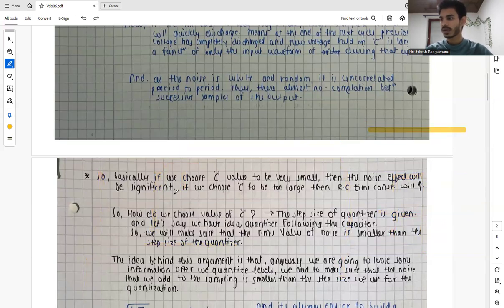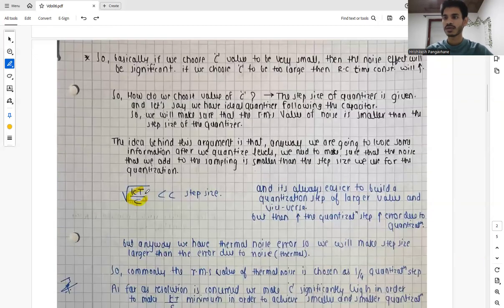The idea behind this argument is that anyway we are going to lose some information after we quantize the amplitude levels. So we need to make sure that the noise we add to the sampling is smaller than the step size we use for the quantization. Basically, the root mean square value of the noise, root kT by C, should be really smaller than the step size. And it's always easier to build a quantization step of larger value, or it is harder to build a quantization step which has a very small value.